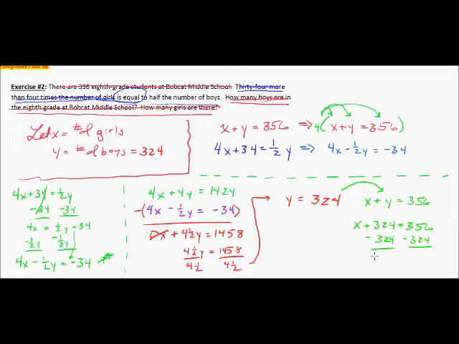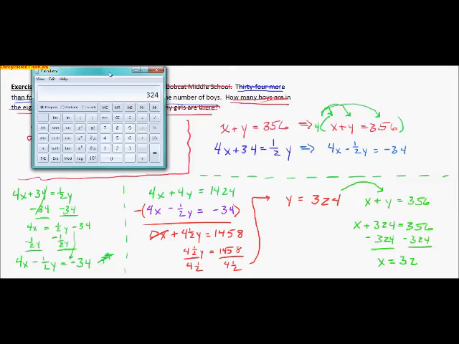And what are we going to get here? We're going to get an x over here. And if I subtract those two, let's see, that's going to be 32. So I have 324 boys and 32 girls. Now that's quite a difference. Alright, I'm going to take my calculator here and just check that really quick.